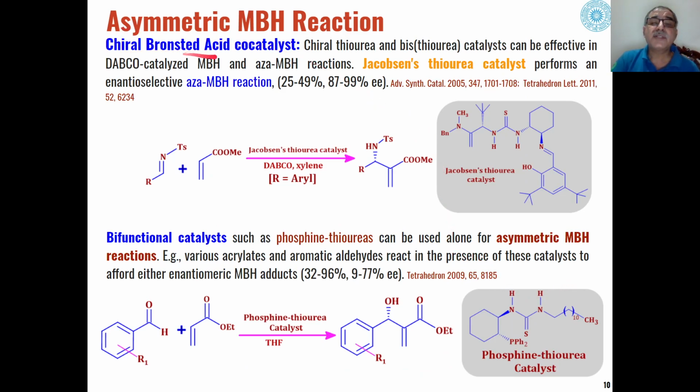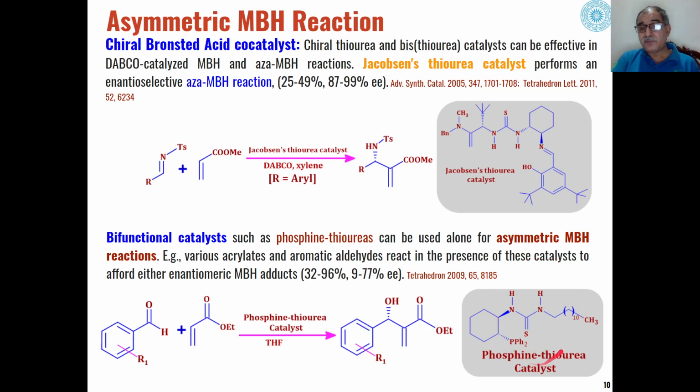Then chiral Brønsted acid, using this as co-catalyst in addition to some base. For example, Jacobsen's thiourea catalyst. This part is thiourea, and these substitutions can lead to the formation of a chiral catalyst, and this chiral catalyst can lead to the formation of chiral products through the aza-MBH reaction. So when these types of carbon-nitrogen double bonded compounds react with activated alkenes, we will get selective aza-MBH products.